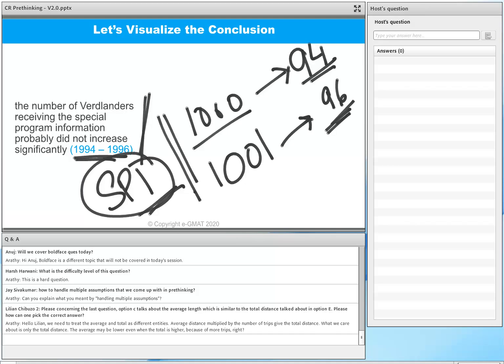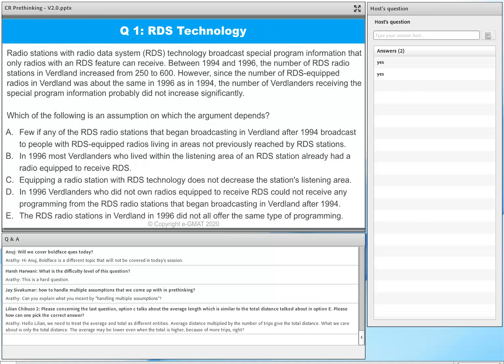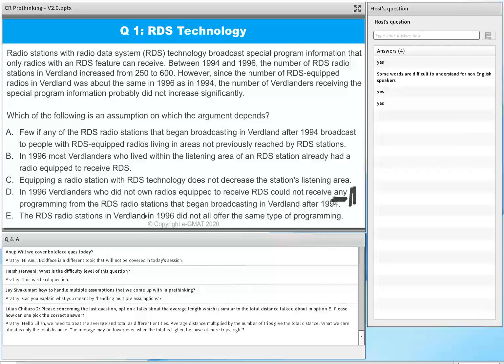Now, if you visualize just this, I want to focus your attention on choice D, D for delta. Choice D, and again, we're going to go through a proper rigor, but just read choice D. Choice D talks about any programming. Did the conclusion talk about any programming?